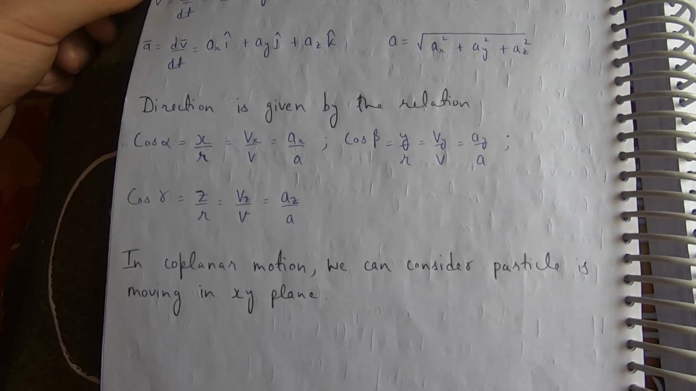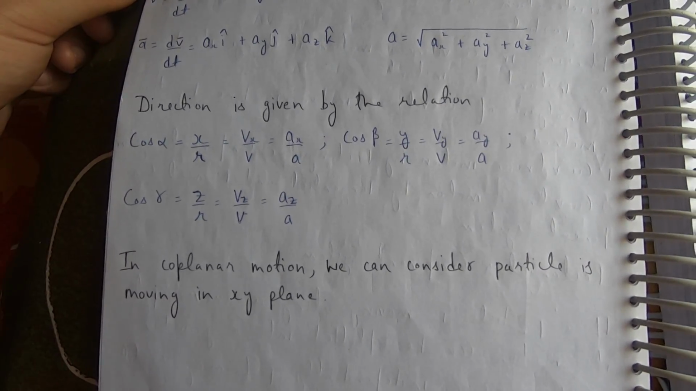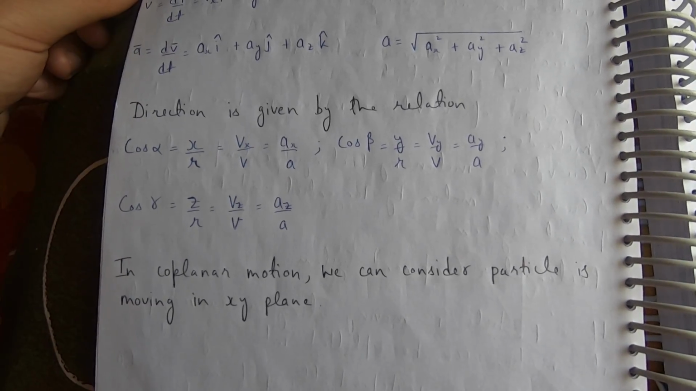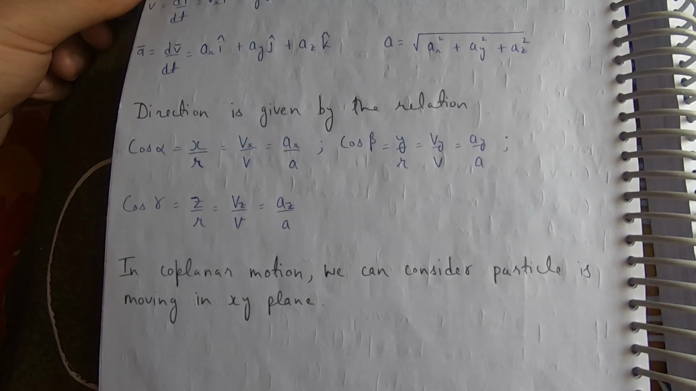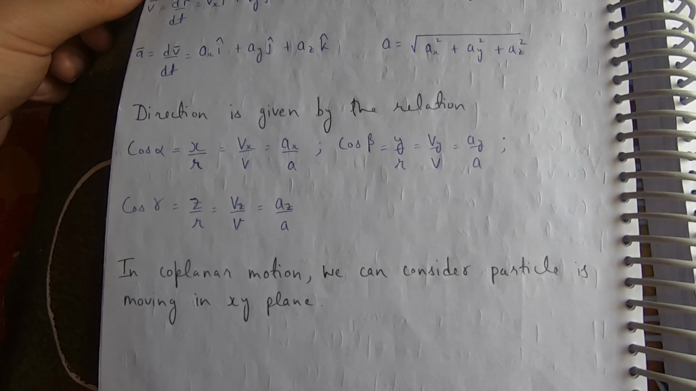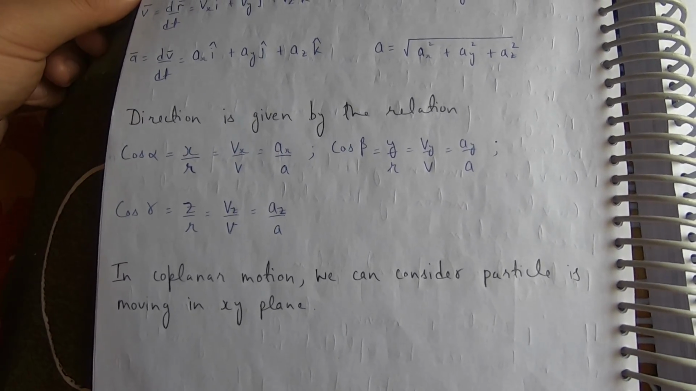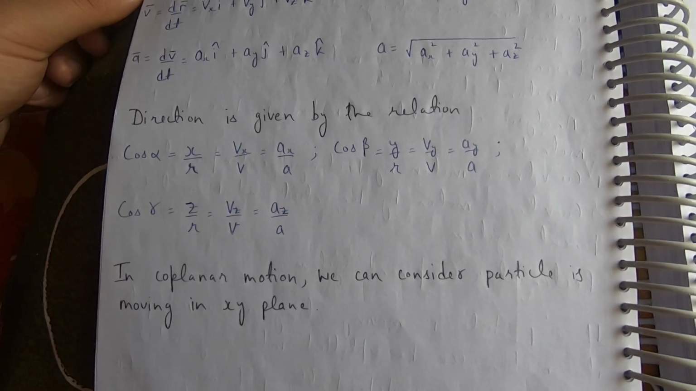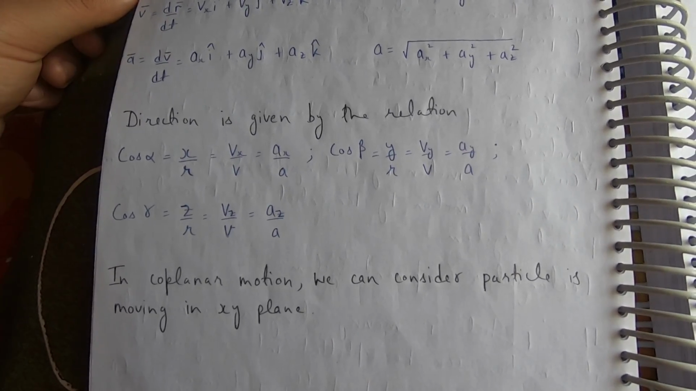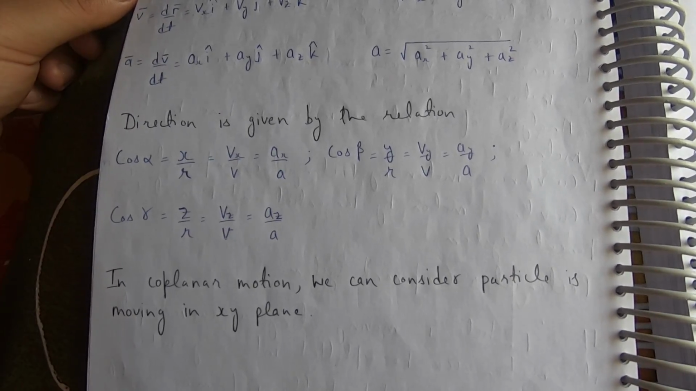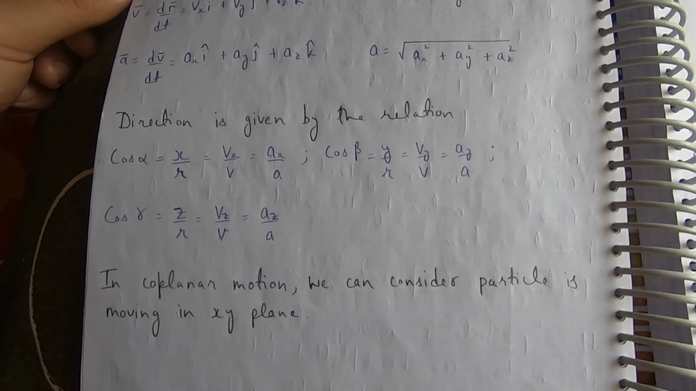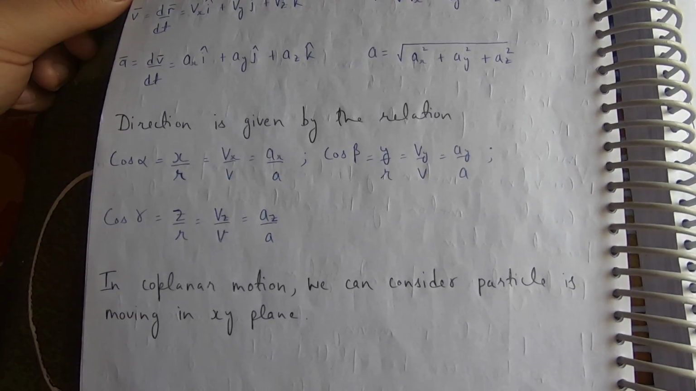Direction is given by the relation: cos alpha is equal to x by r, which is equal to vx by v, which is equal to ax by a. Cos beta is equal to y by r, which is equal to vy by v, which is equal to ay by a. Cos gamma is equal to z by r, which is equal to vz by v, which is equal to az by a. In coplanar motion, we can consider the particle to be moving in the xy plane.